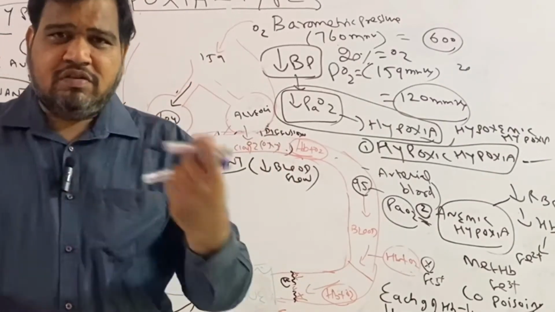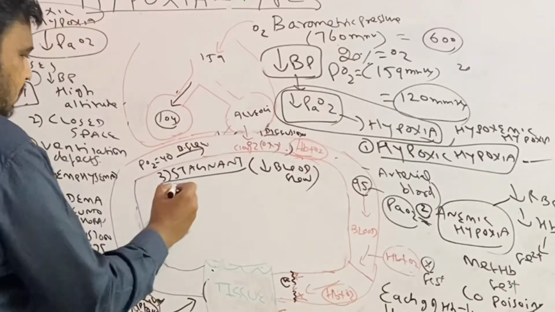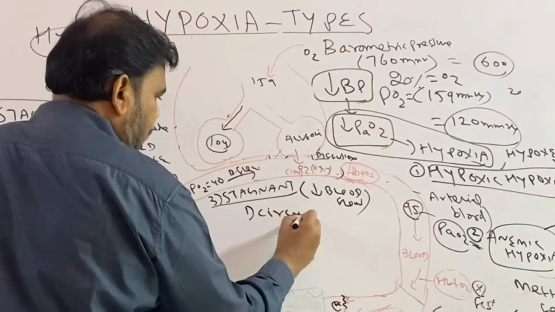Are you able to understand? So when the blood flow itself is decreased, the common condition we usually say is circulatory shock. Note it down.